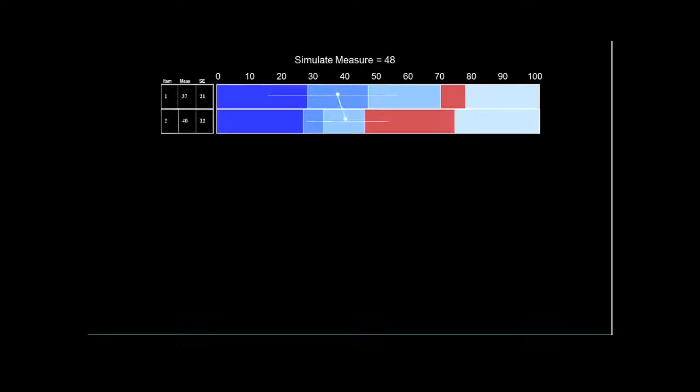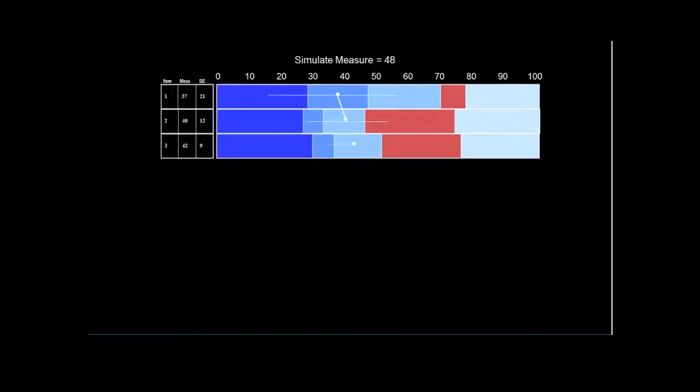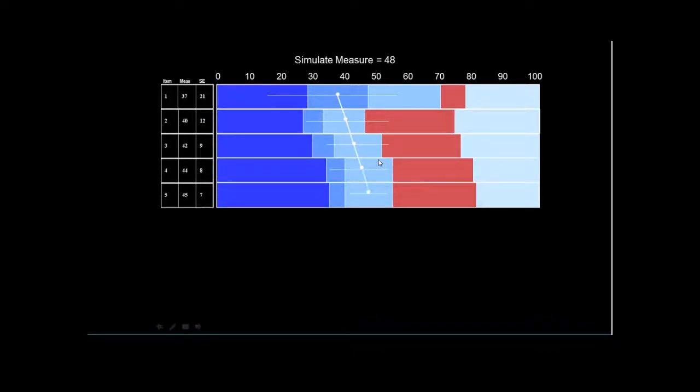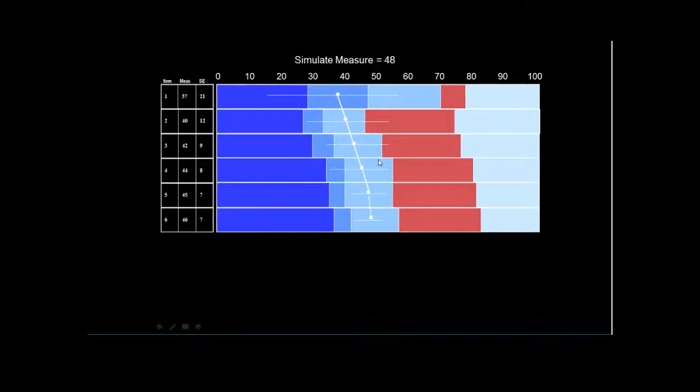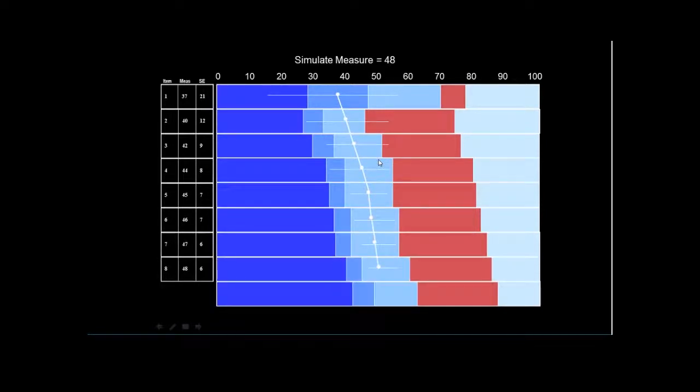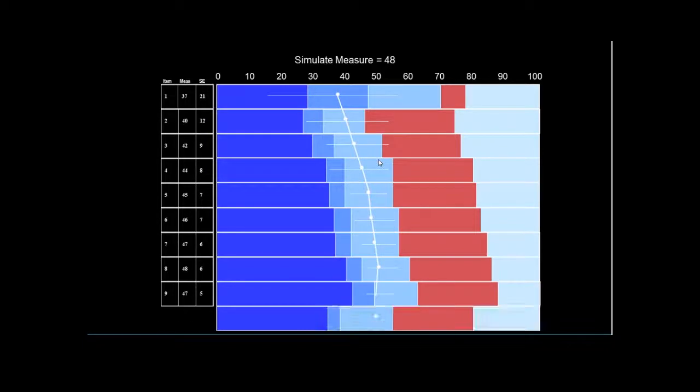Give them 2 items, our standard error decreases a lot. 3 items, again, by the way, we're simulating a person with ability of 48, so our estimate after 3 items is 42, standard error 9. 4 items, 44, standard error 8. 5 items, 45, standard error 7. You can see we are zeroing in on their ability level. The standard error is decreasing.